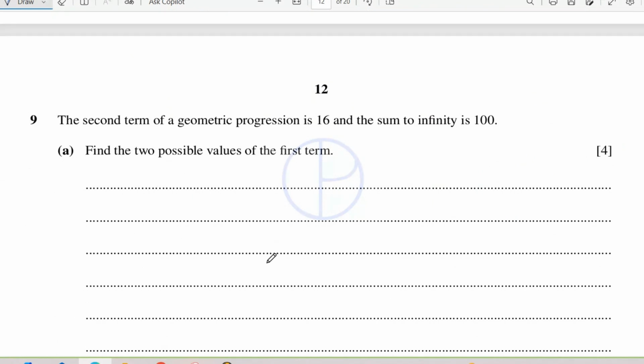The second term of a geometric progression is 16 and the sum to infinity is 100. Find the two possible values of the first term. The second term of a geometric progression is AR. So AR is equal to 16 and the sum to infinity, that is A divided by 1 minus R, equal to 100.